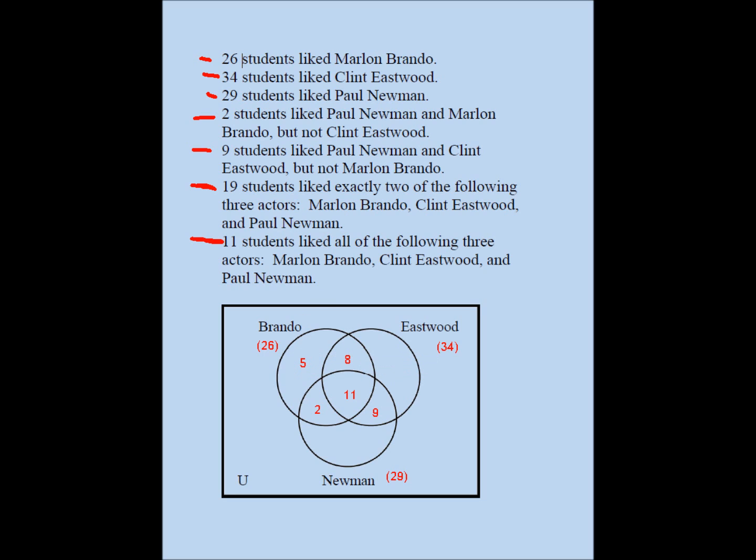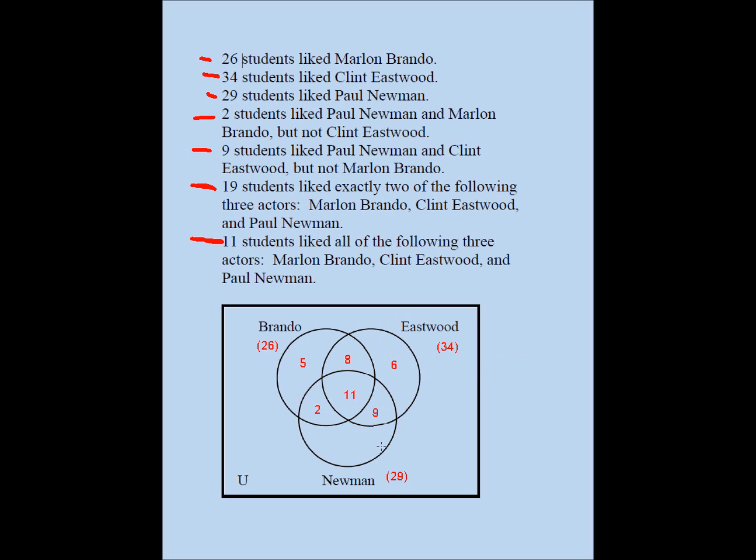We are going to do the same thing here. 8 plus 11 plus 9, plus this number must be 34. So 11 plus 9 is 20, 20 plus 8 is 28, 34 minus 28 is 6. So we're going to put 6 right here.